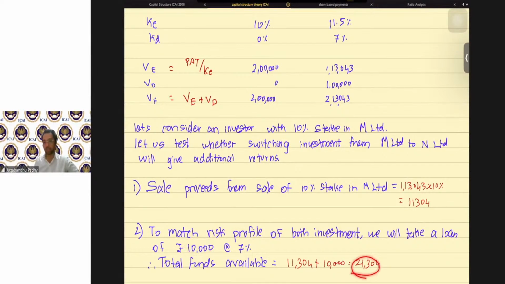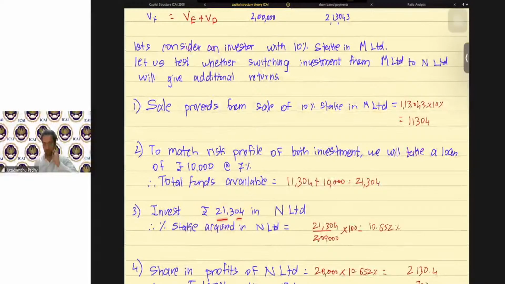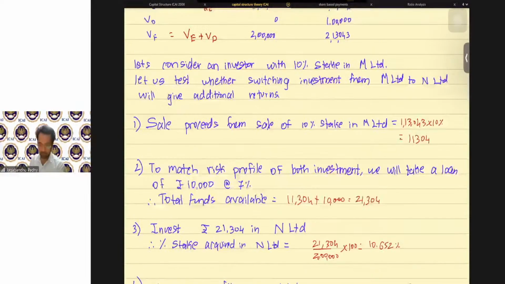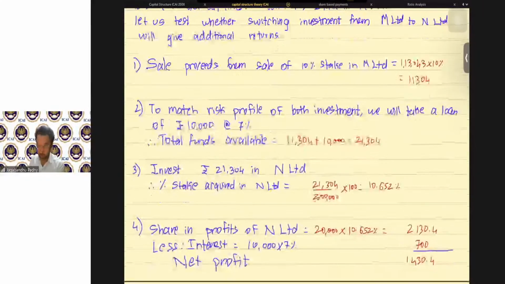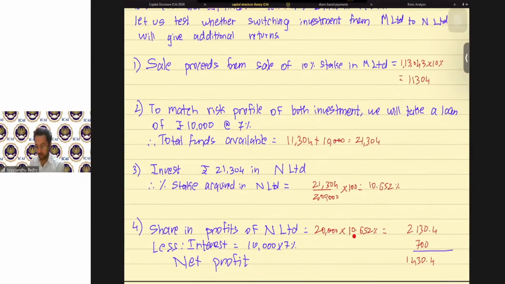The total funds that we had was 21,304. We invested 21,304 in N Limited, which gave us 10.652 percentage holding in the shares. That amounts to a share in profits of N Limited of 20,000 into 10.652%, which is 2130.4. Basically, whatever is the profit that you have, 20,000, on that you are getting this share. So you have 2130.4 as the share.